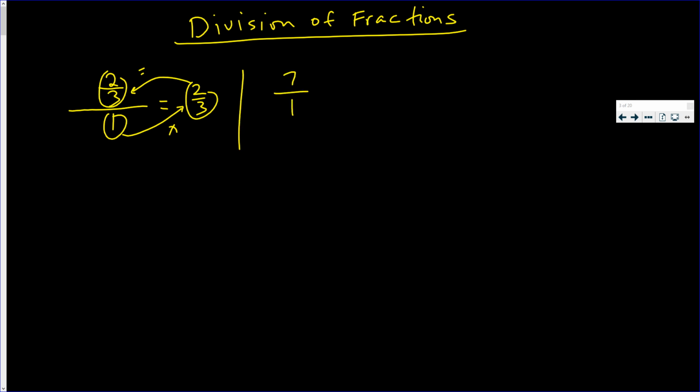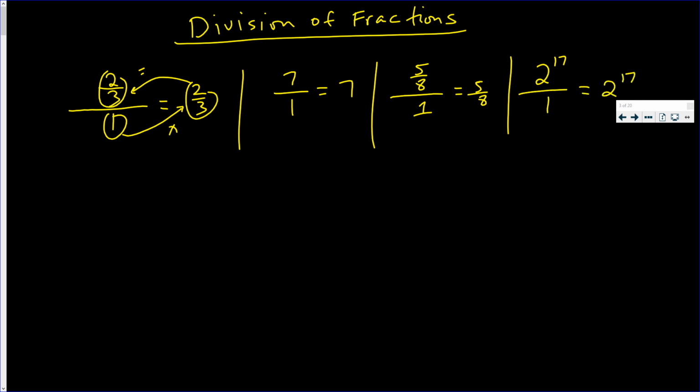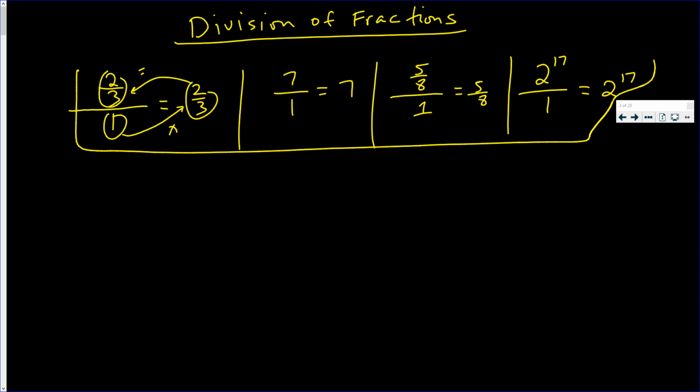7 divided by 1 is 7. 5/8 divided by 1 is just 5/8. 2 to the 17th, whatever that number is, when you divide it by 1, you get 2 to the 17th. We're really good at dividing by 1. So that's a hint that we're going to want to divide by 1.